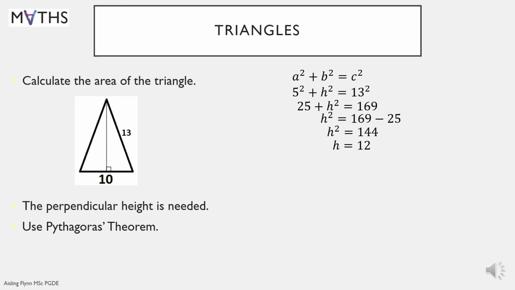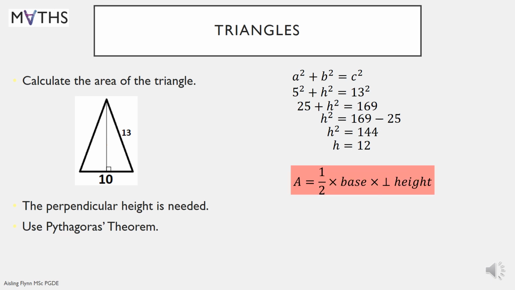So instead of 10, I'm using 5. We're only going to use, let's say, the right-hand side. So that's 5. The other side, I'm going to call H for height, perpendicular height. And 13 is the hypotenuse. So we can use Pythagoras' theorem to solve that. When you work out all the numbers, that height is 12.